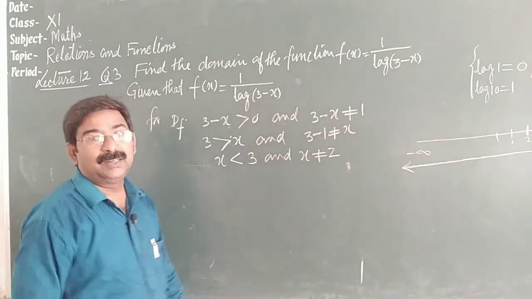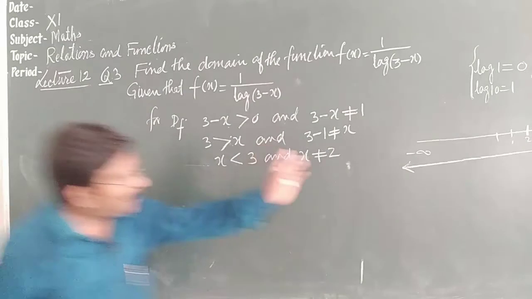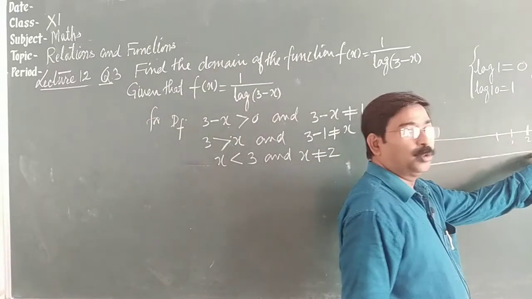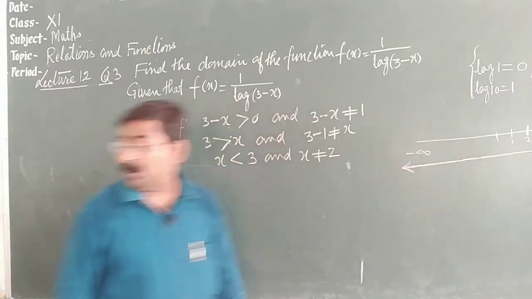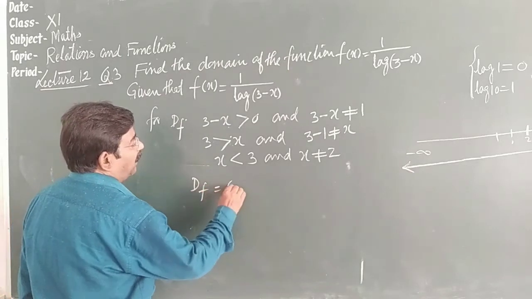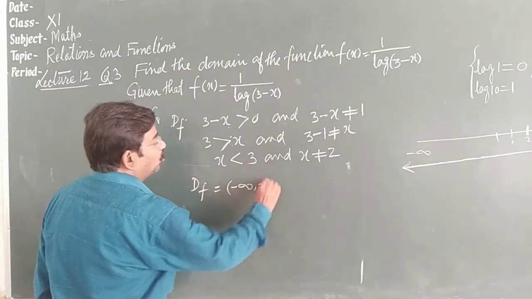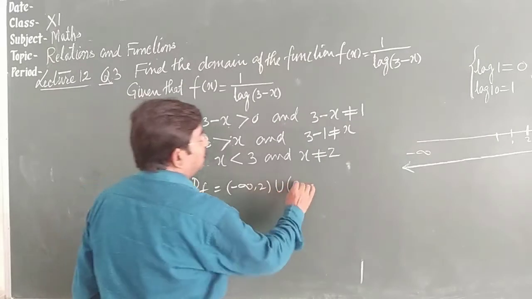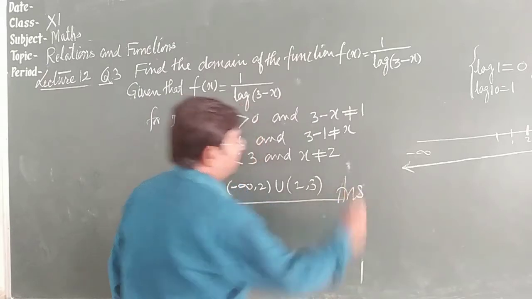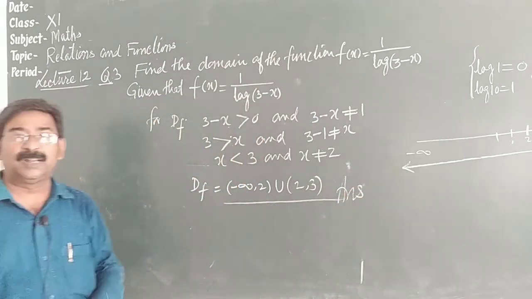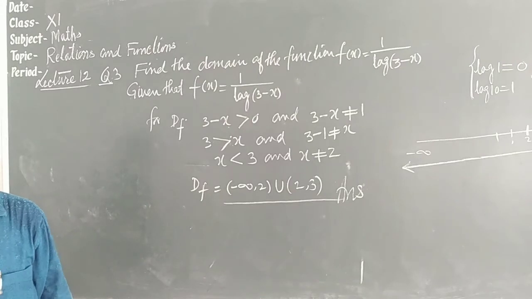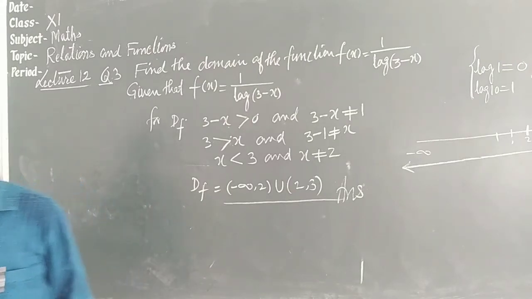So what is the domain? Minus infinity to 2 union 2 to 3. So we have open intervals. The domain of the function is minus infinity to 2 union 2 to 3. This will be the answer of the question. Got it? Let's see one more question.